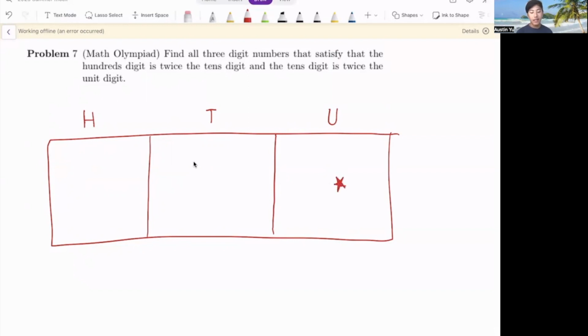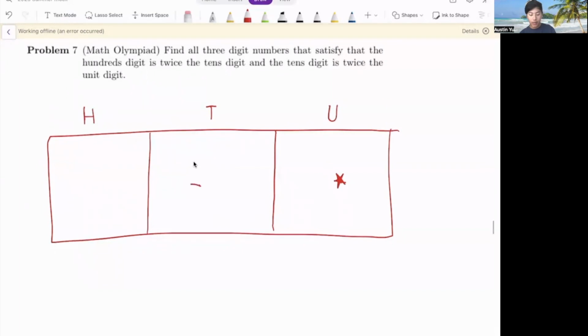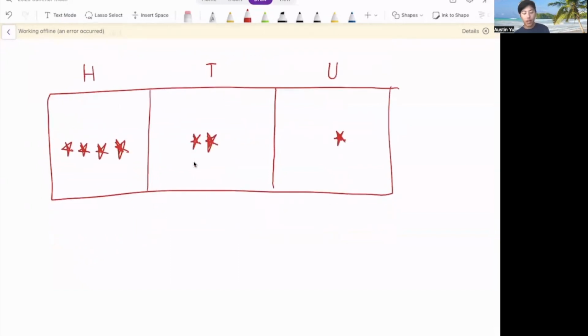And since the tens digit is twice the unit digit, we can put 2 stars. And then the hundreds digit is twice the tens digit, 2 times 2, that would just give us 4 stars. So now we just test out what the stars could be worth, right? So for example, if the star was worth 1, then, sorry, let's make this into green. If the star was 1, then that means the tens digit would be 2, and the hundreds digit would be 4. So that works, right?